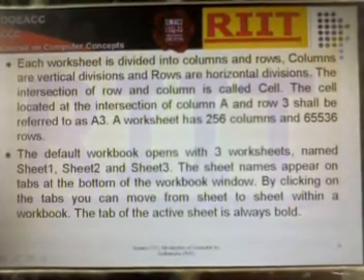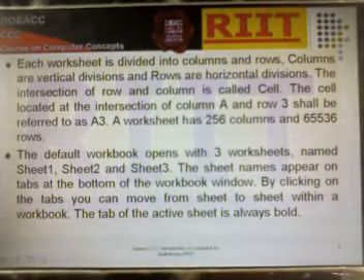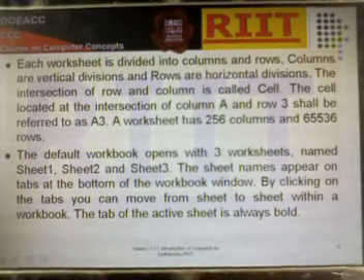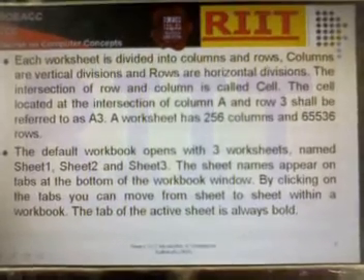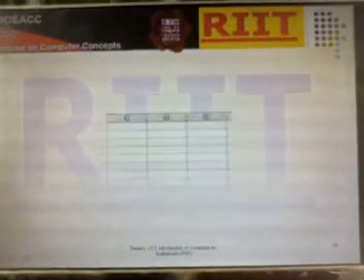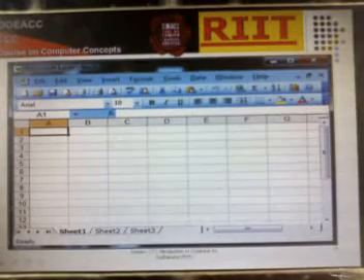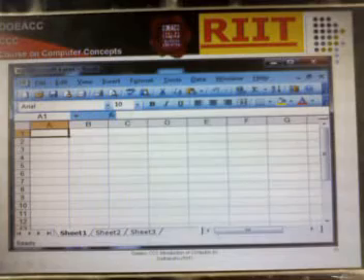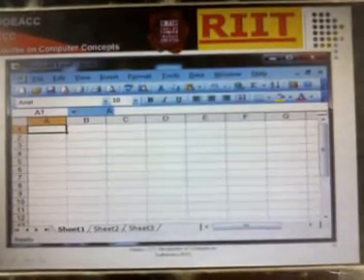The sheet name appears on tab at the bottom of the workbook window. By clicking on the tab, you can move from sheet to sheet within a workbook. The tab of the active sheet is always bold. The Excel window looks like this.